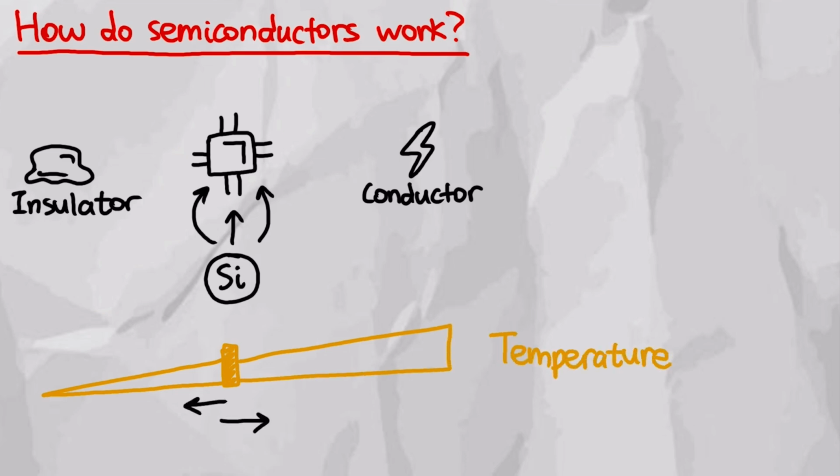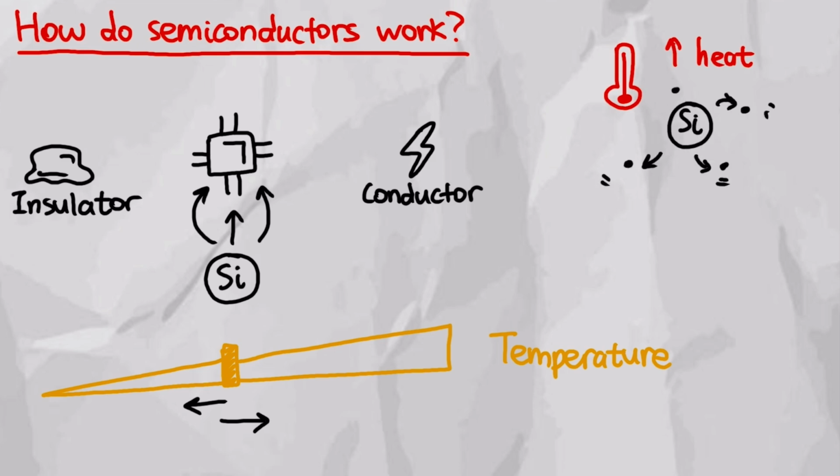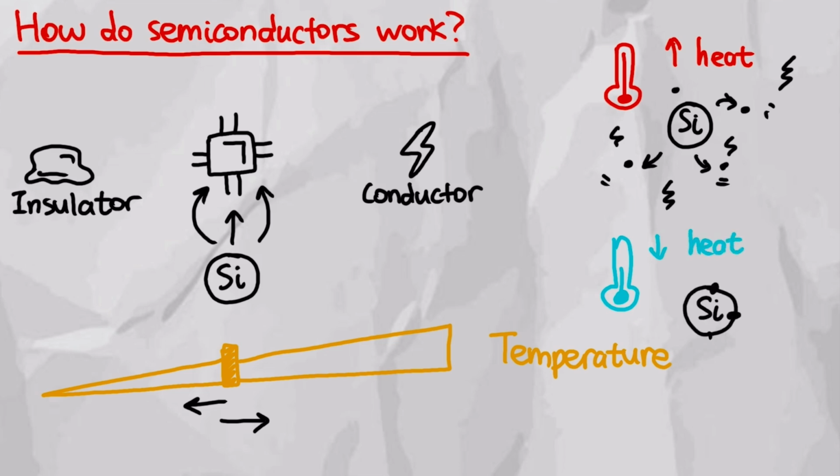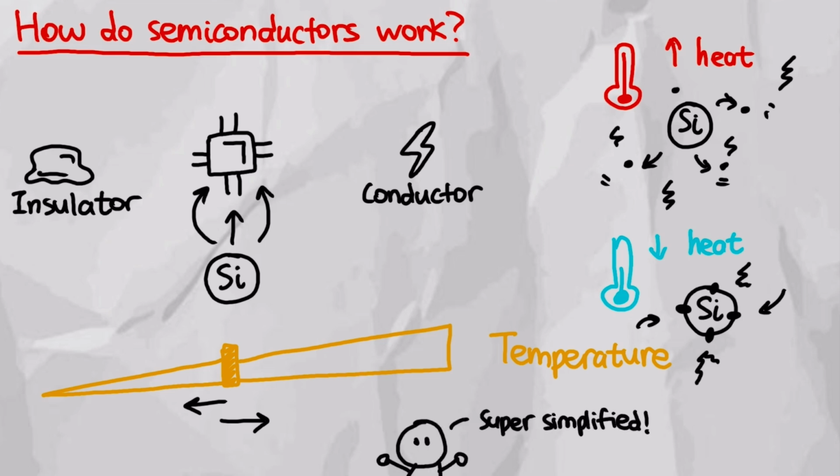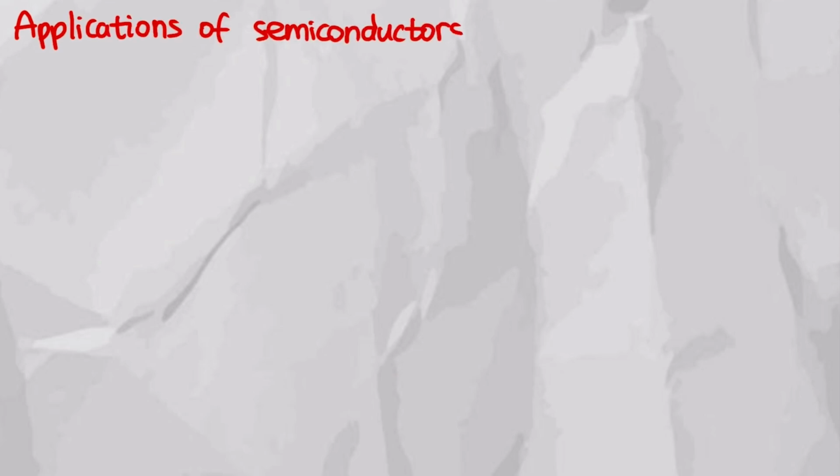When we add energy, or heat, we force many of its electrons in the valence shell to become free electrons, making it a conductor. When it cools back down, the free electrons will return to their appropriate energy levels, turning the silicon back to an insulator. This is a very simplified explanation without going into energy gaps and quantum mechanics, so please keep that in mind. So why do electronics care about semiconductors?